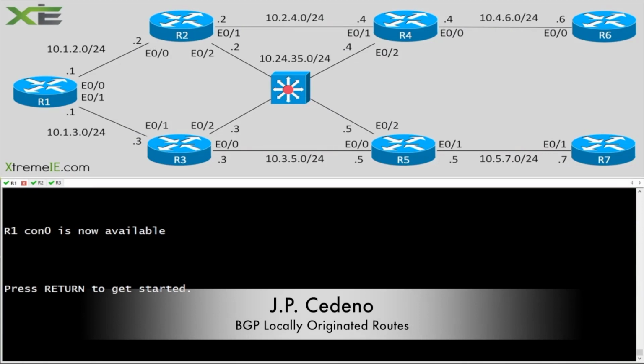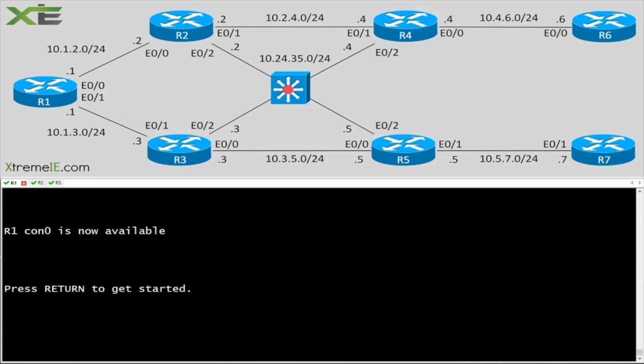Okay guys, here in this video we're going to go ahead and set up BGP, and we're going to take a look at essentially the third step, well depending on how you look at it, could be four, the third step in our BGP best path selection process, and that's going to be the locally originated routes.